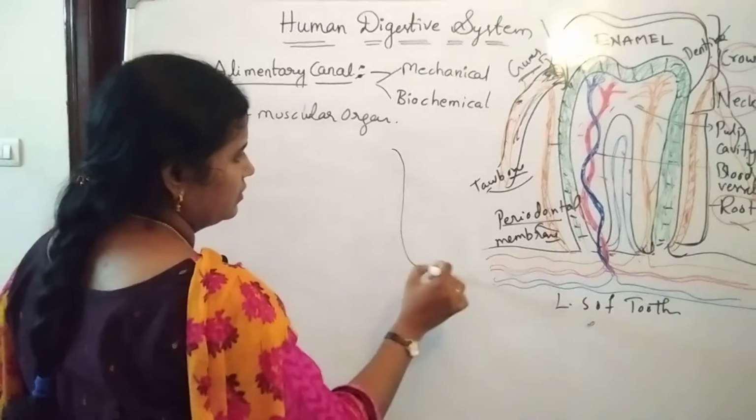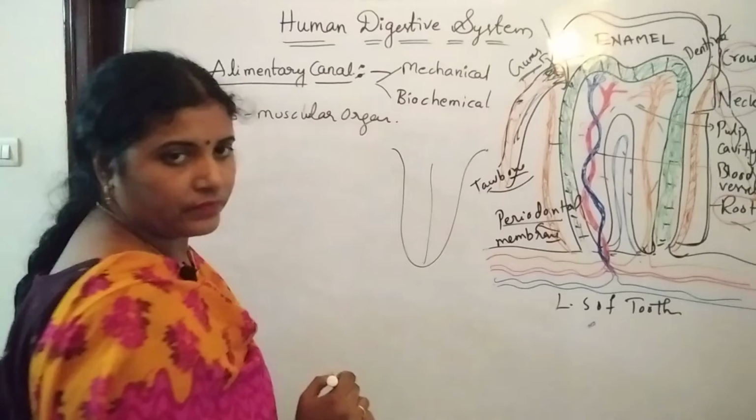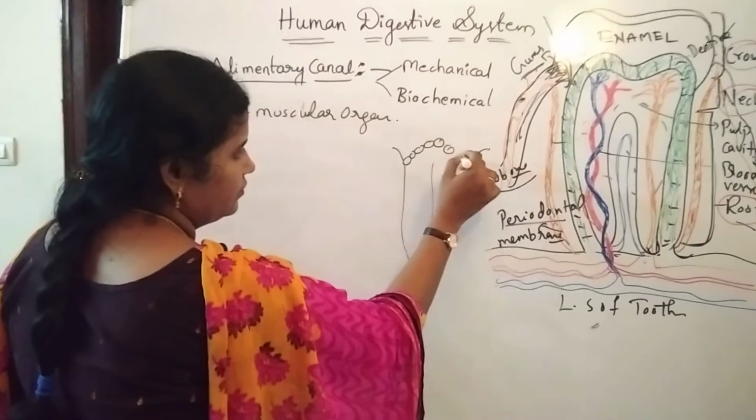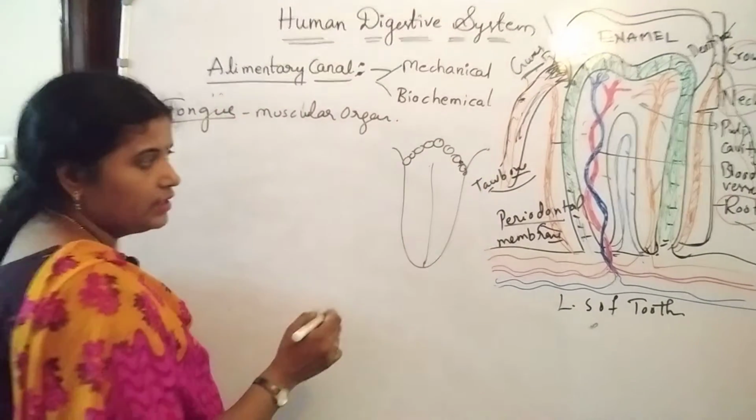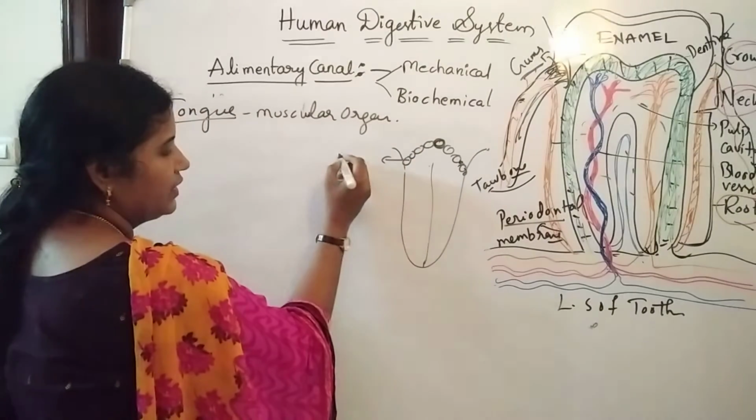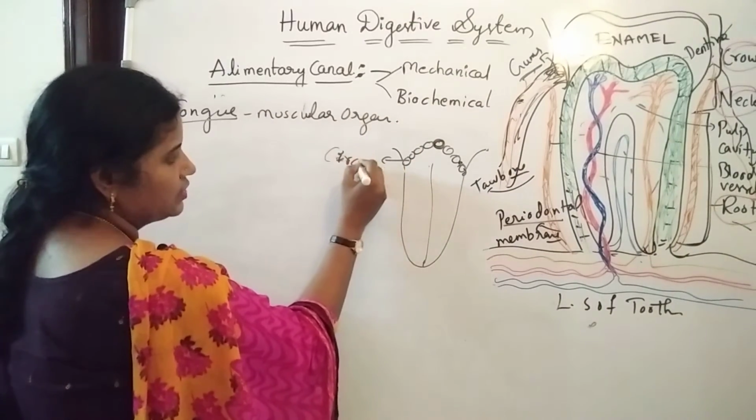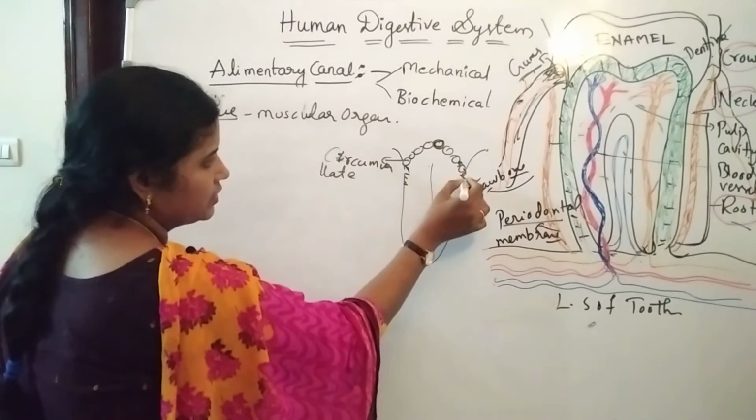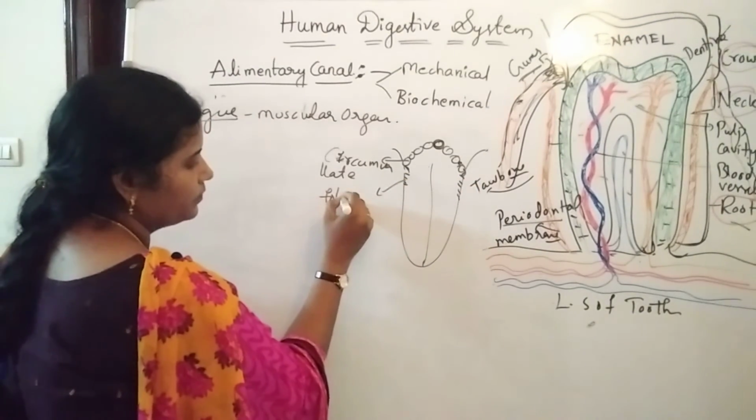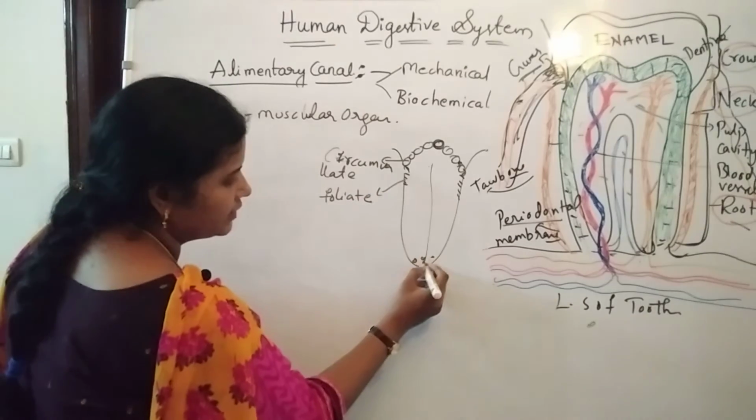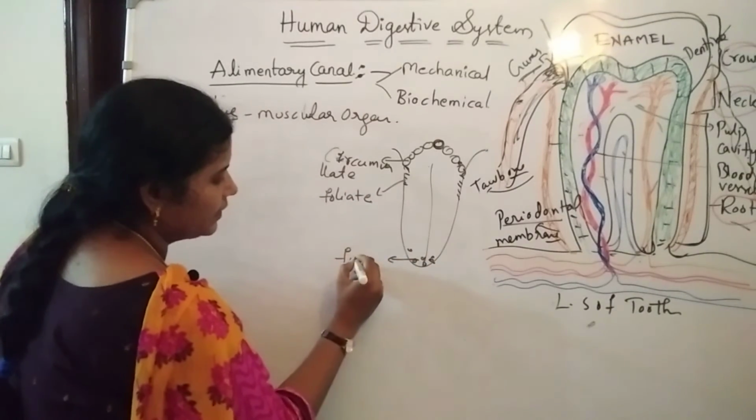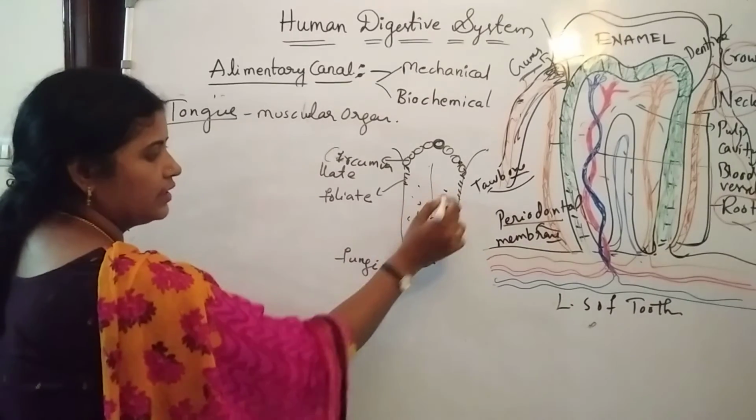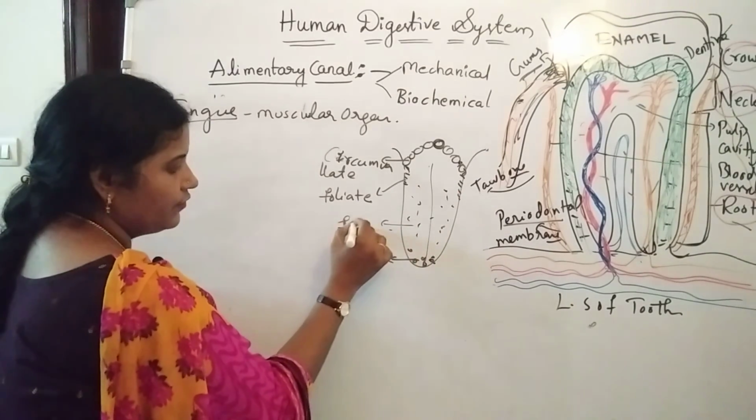For example, on the tongue, the middle line is the sulcus. Here it contains the inverted V-shaped division, which has the circumvallate papillae. In the posterior surface, it contains the foliate papillae, at the tips it contains the fungiform papillae, and on the entire surface of the tongue it contains the filiform papillae.